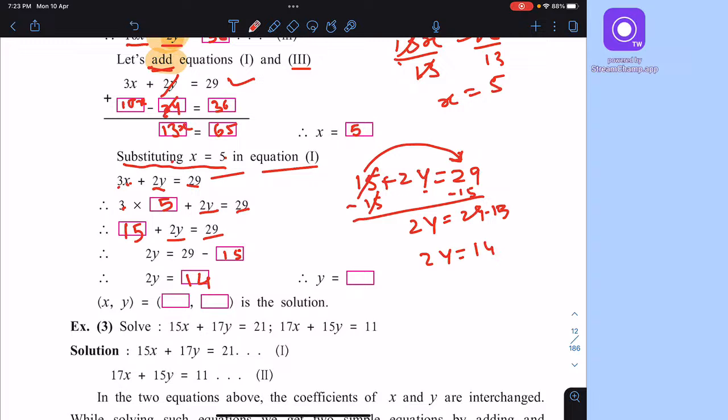Now either you can say this 2 is multiplying, so that will divide on that side, or you can say dividing both sides by 2. Both are the same. So this 2 will cut. 14 upon 2 means y is equal to 7. Now what is the value of x? x we got as 5. So x is 5, that you have to write first, and then y you got as 7. So bracket x comma y is equal to bracket 5 comma 7 is the solution.